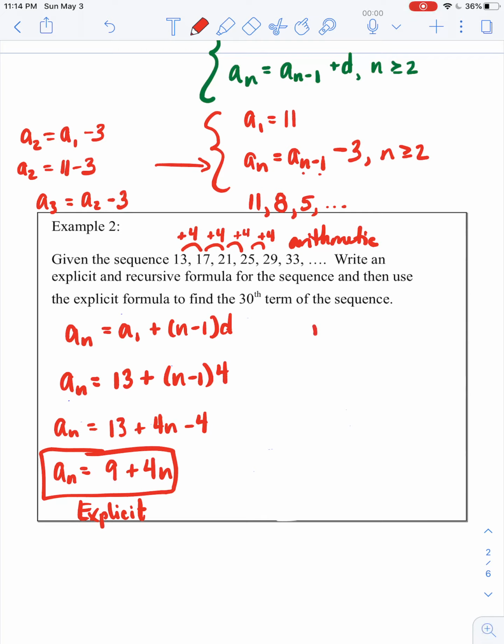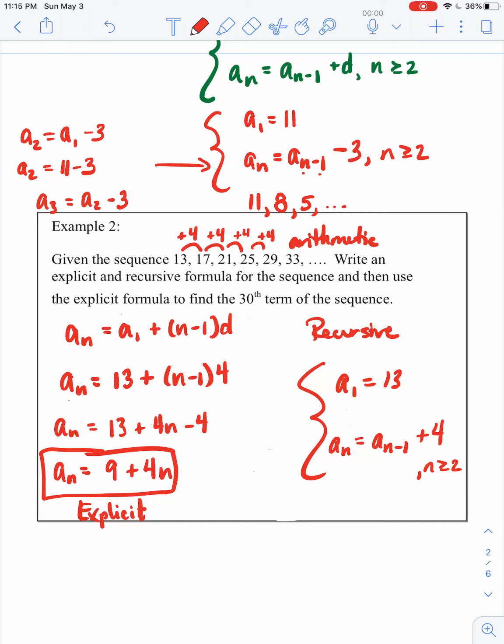And then if I wanted the recursive, I need my brackets. Ooh, that was not my best bracket. Let's try again. There we go. So the A1, the first term, was 13. And then to get the nth term, I take the term before it, n minus 1, and I add 4, where n is greater than or equal to 2. Right? So there's the recursive.